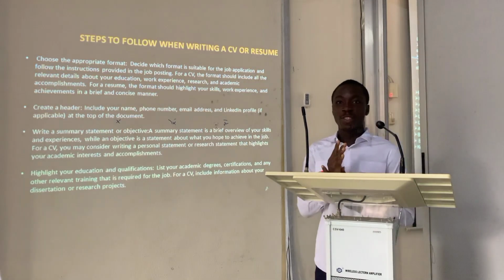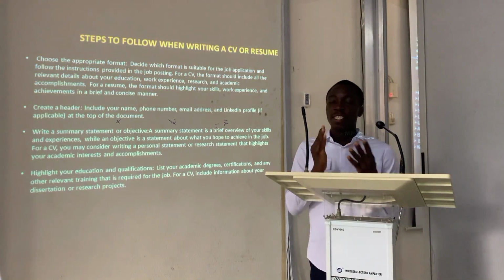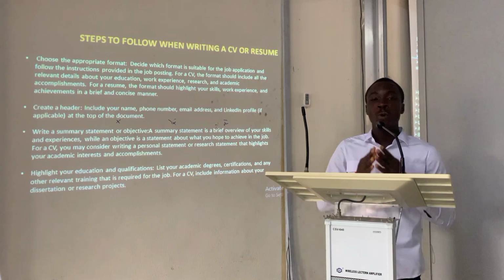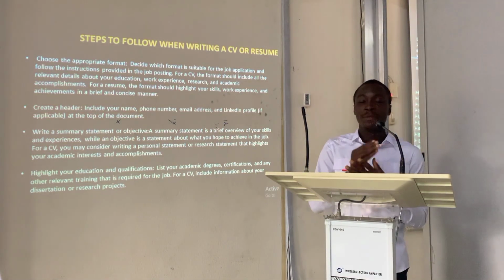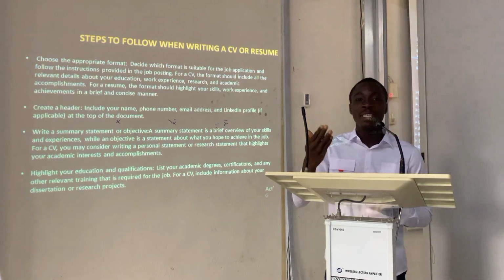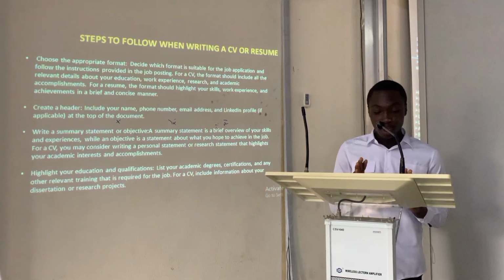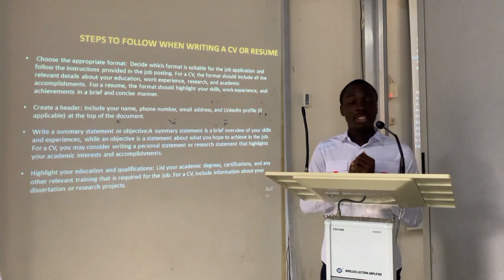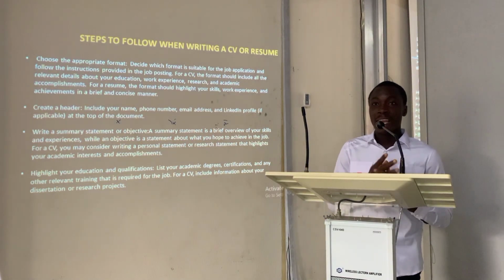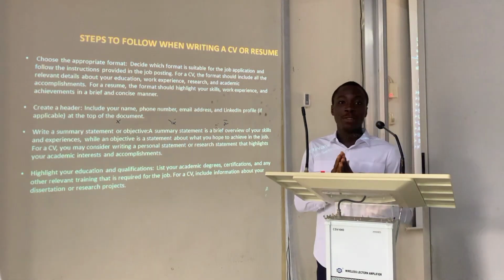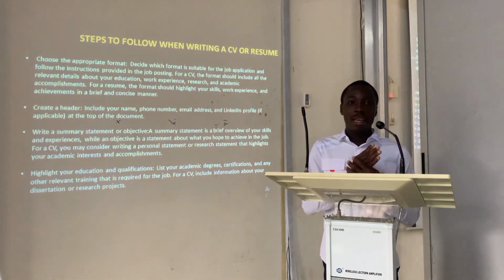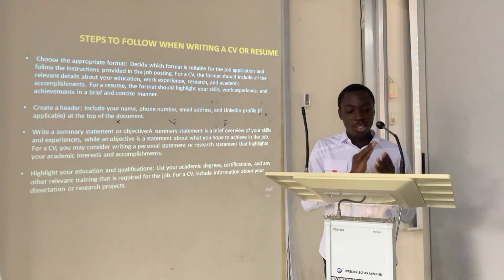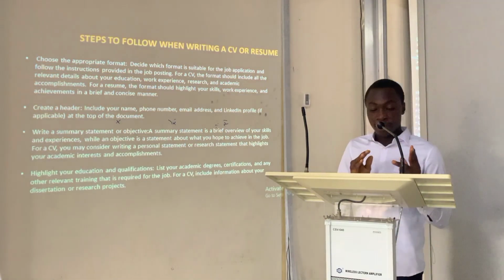The third one, write a summary statement or objective. A summary statement is a brief overview of what you are bringing to the table for the employers, while an objective is what you aim to achieve in the job. The fourth one, align your educational accomplishments.